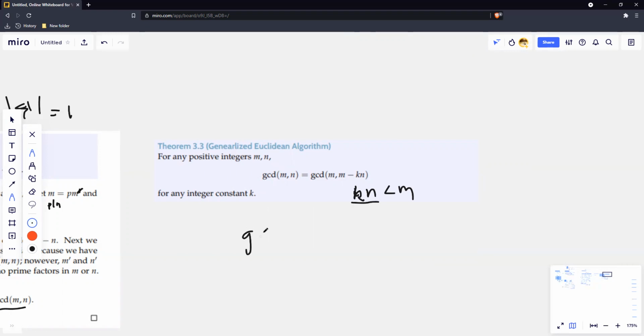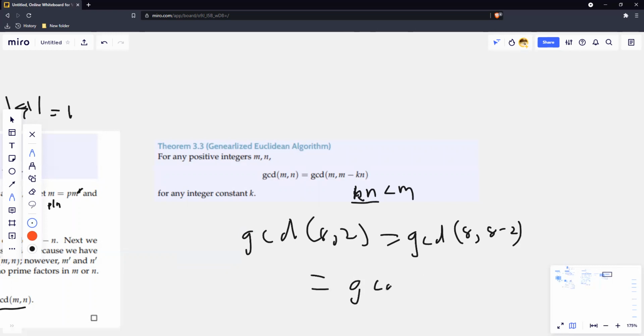So in other words, for example, GCD(8, 2) can be equal to GCD(8, 8 - 2). It can also be GCD(8, 8 - 2 times 2), where k is equal to 2, and also GCD(8, 8 - 3 times 2).